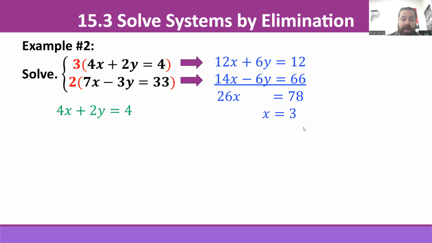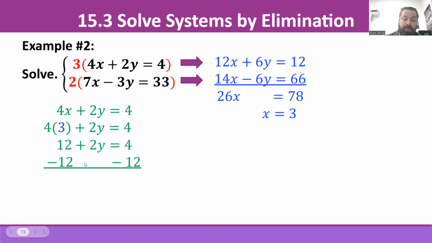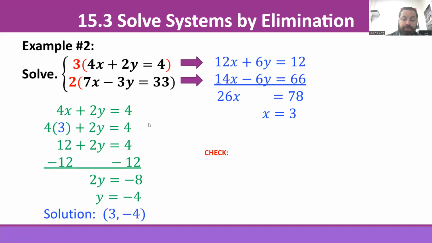I'm going to plug that 3 back into, let's just say, the first equation. You could do the second. It would not matter. 4 times 3 is 12 plus 2y. Subtract 12. I get 2y equals -8, y equals -4. So this solution would be (3, -4).